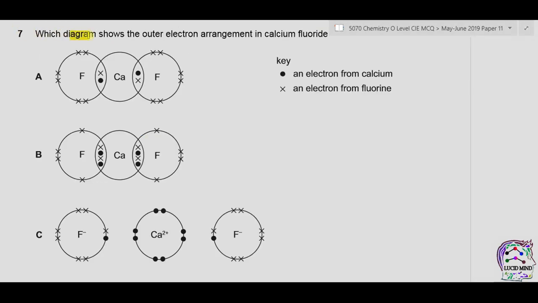Question number 7. Which diagram shows the outer electron arrangement in calcium fluoride? Now calcium fluoride consists of two elements. One is calcium and the second is fluorine. Calcium is a metal as it belongs to group 2 of the periodic table, and it has 2 electrons in the outermost shell. While fluorine is in group 7 of the periodic table, so it is a non-metal, and there are 7 electrons in the outermost shell of fluorine atom.